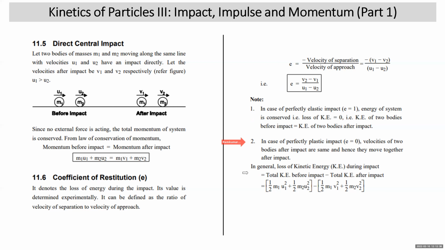Now, suppose somebody asks you to calculate the loss of kinetic energy. Loss of kinetic energy is what? Kinetic energy before impact minus kinetic energy after impact. So what will be total kinetic energy before impact? Look at this side: half m1 u1 square plus half m2 u2 square. This is total kinetic energy before impact. What is total kinetic energy after impact? Half m1 v1 square plus half m2 v2 square.